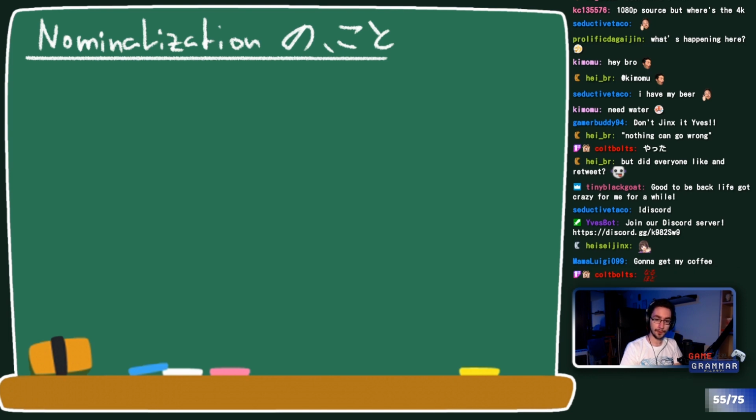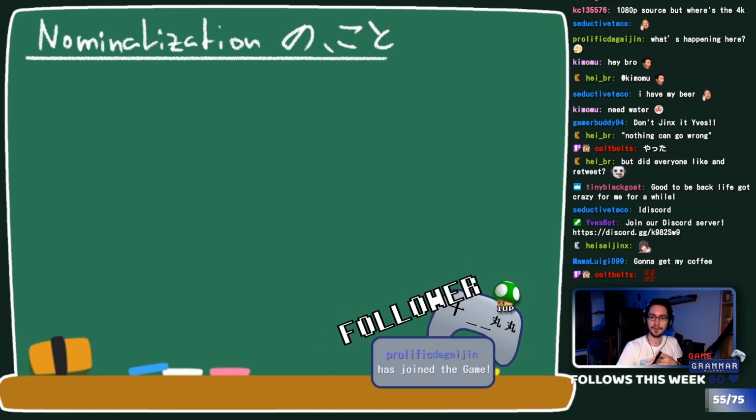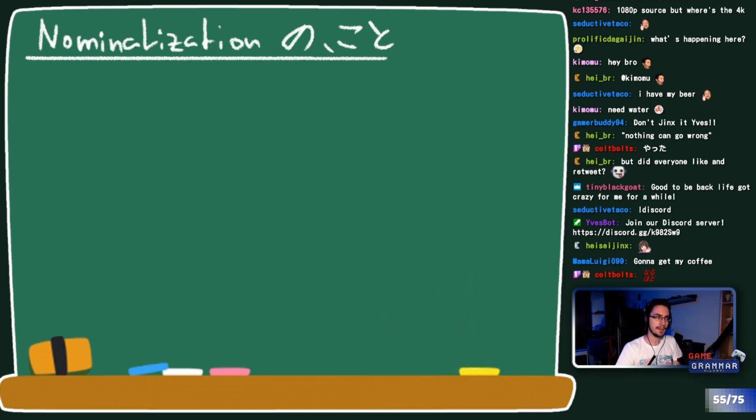There's other ways of nominalizing stuff, because everything that can be a noun can be nominalized. Anything that isn't already a noun can kind of be turned into a noun, usually in language or in grammar.